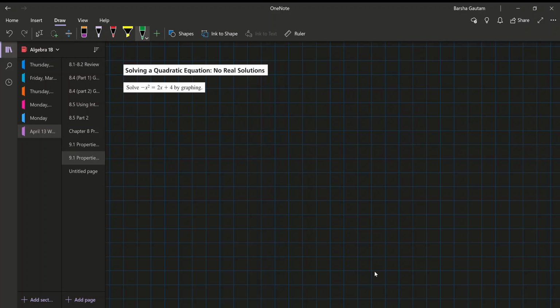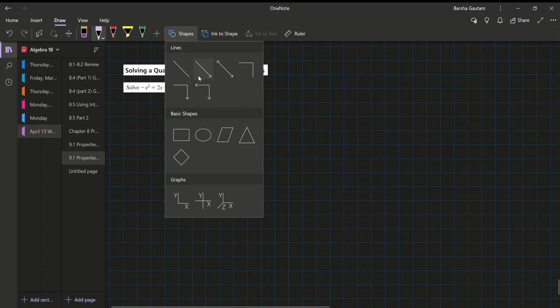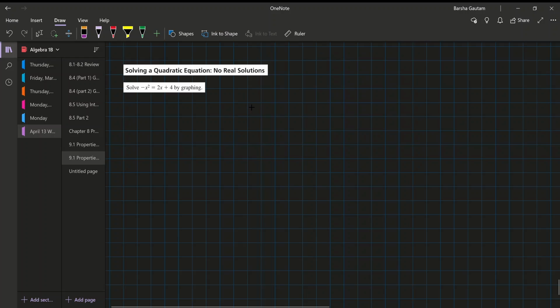We're going to be solving a quadratic equation again. And here, you notice, is it in standard form or is it not in standard form? Try to figure that out and see if you can create a graph.